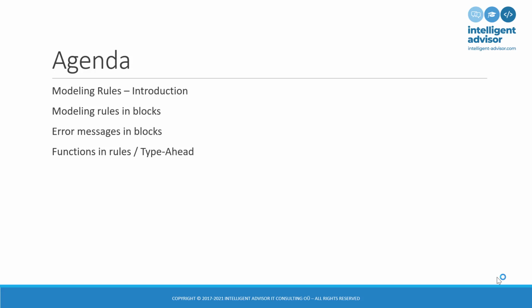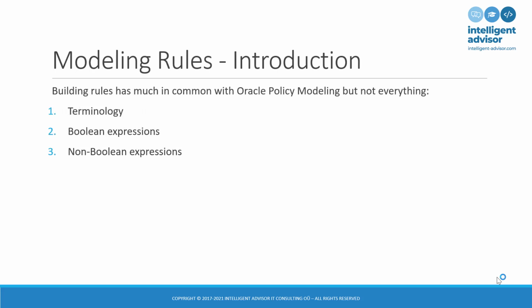In the next chapter after this one, we'll talk about tables, and then in a later chapter, we'll talk about objects, the two slightly different kinds of block that you will meet in a decision service. So let's start with this introduction. Three things really. Terminology that has changed, and then we'll look at the basics of Booleans and non-Booleans, things that you need to be aware of before you start.